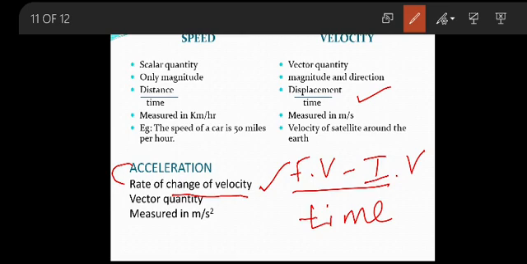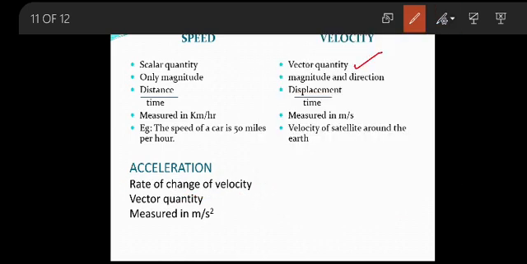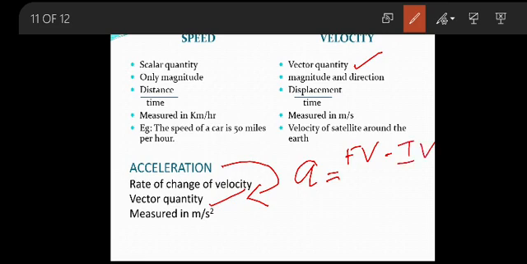So the formula to calculate acceleration is usually expressed as a. a is equal to final velocity minus initial velocity, the whole divided by time. Velocity is a vector quantity, and acceleration is interlinked to velocity indirectly, so acceleration also becomes a vector quantity, as per the formula of acceleration: final velocity minus initial velocity by time.